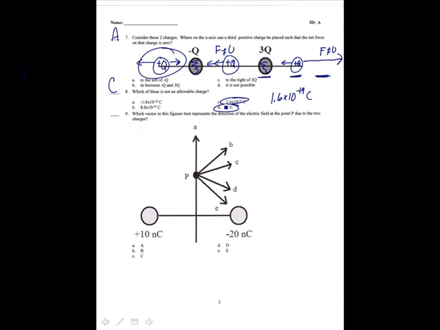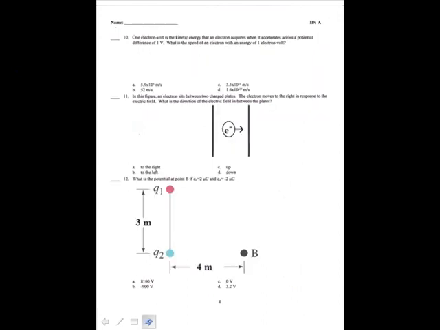Which vector in this figure best represents the direction of the electric field? Well, due to this 10 nanocoulomb charge, the electric field is in this direction, and due to the 20 nanocoulomb charge, the electric field is in this direction, but it has twice the magnitude of the 10. So if I add those two vectors, I get the answer D, vector D.